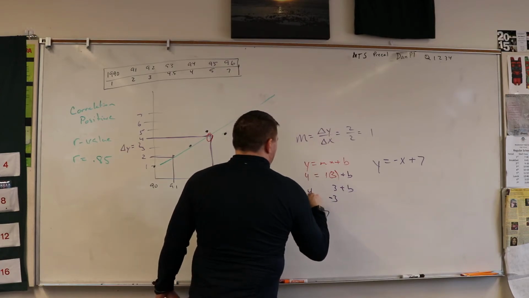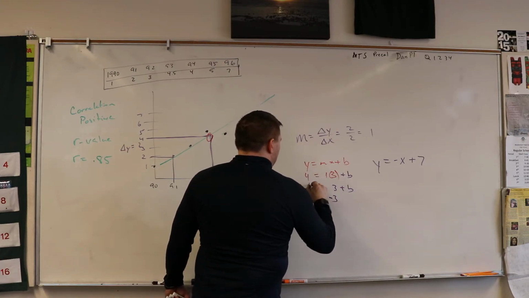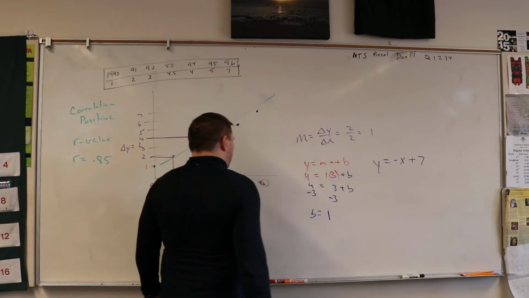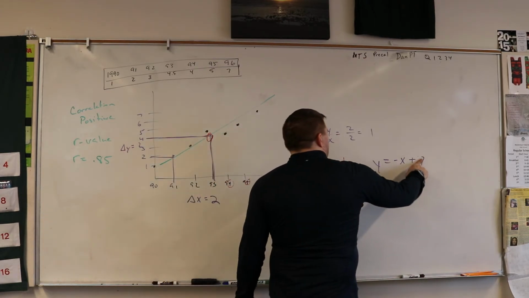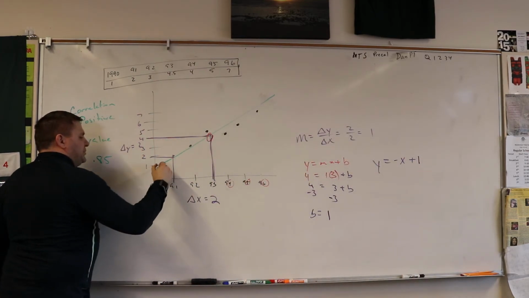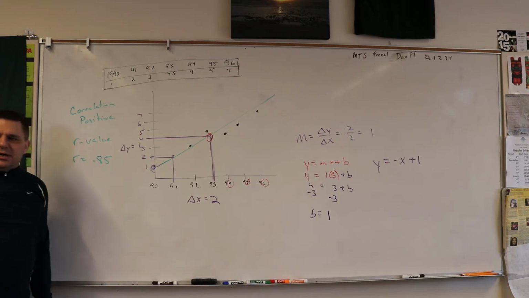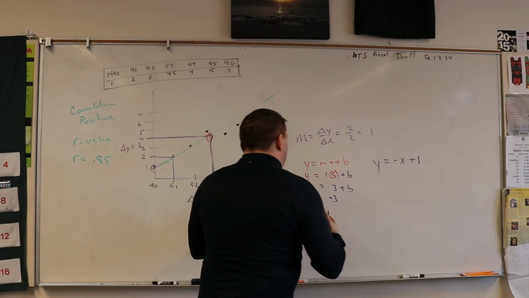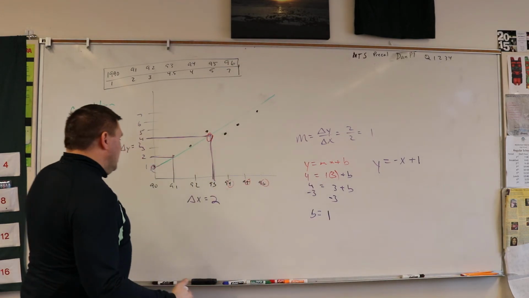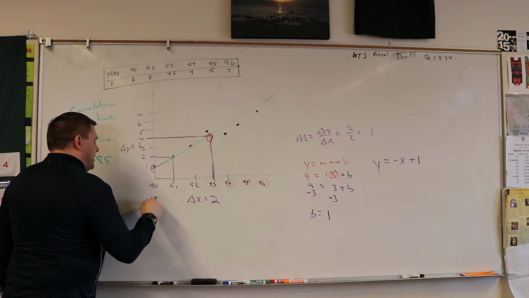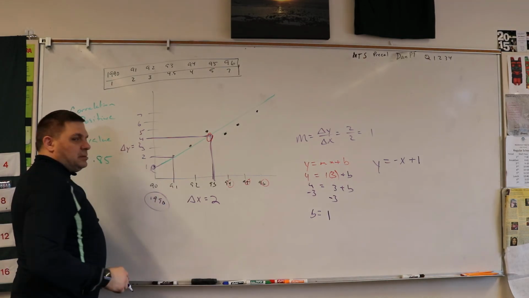So it's going to be 4 minus 3, and that would give us 1. So that's better. This is crossing at 1, and that makes a lot more sense. So 1 meaning 1% at 1990.